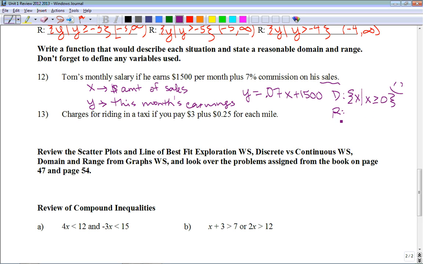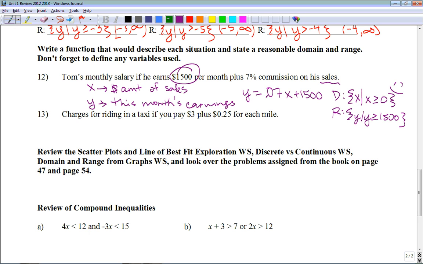Okay, so for the range, if we sell 0 amount in our sales, we're still coming home with the $1,500 per month. So even if we don't make any sales and it's a really bad month, we're still going to have at least $1,500 written on our paycheck.